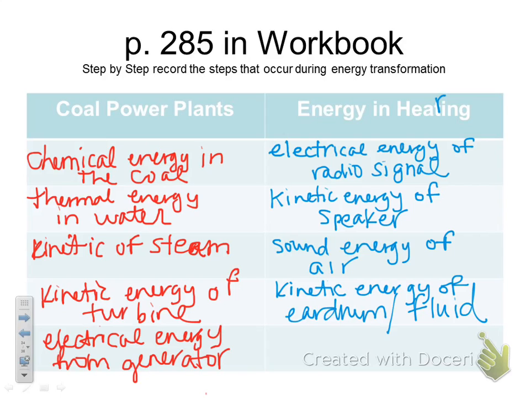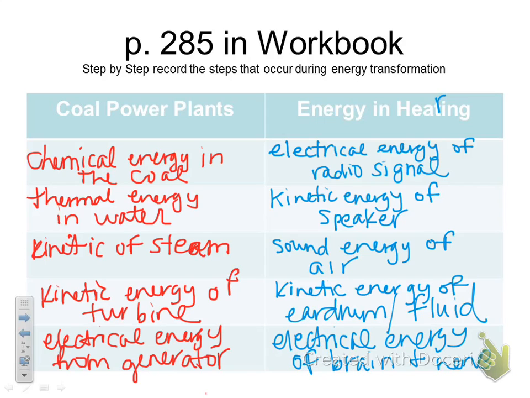All right, and then Andrew, what's last? Electrical energy of your brain and nerve cells. Do you think of your brain having electrical energy? Have you associated that before? Okay. But it does. Those neurons are connecting and sending signals. Okay. All right. And what cells? Brain and nerve cells. Excuse my handwriting.